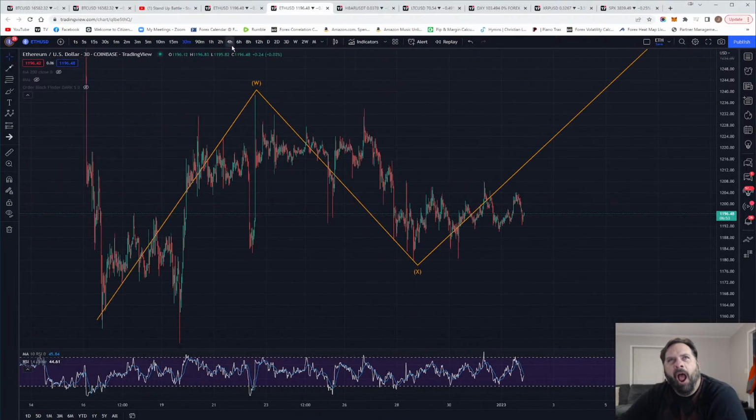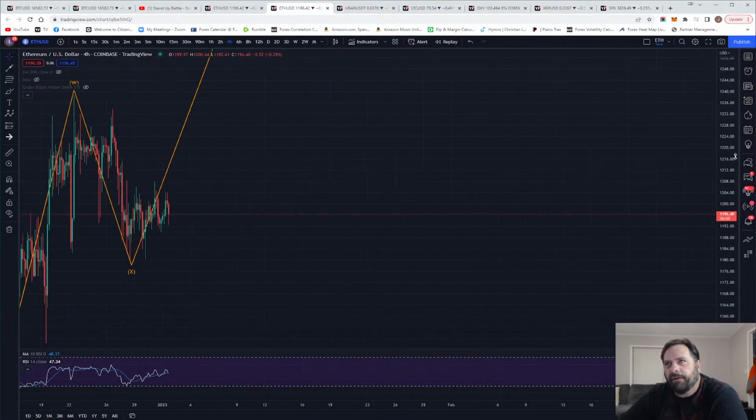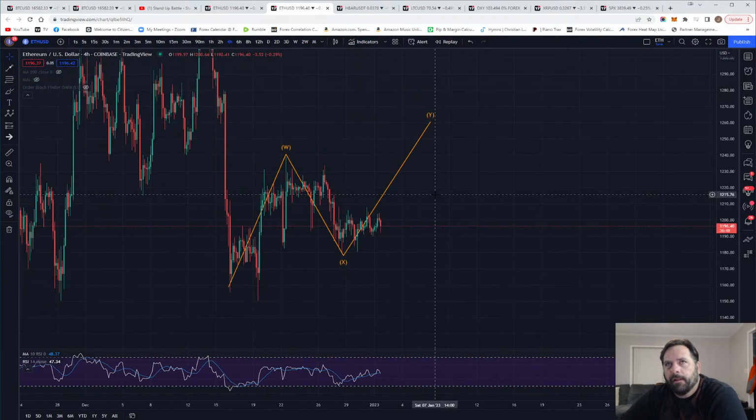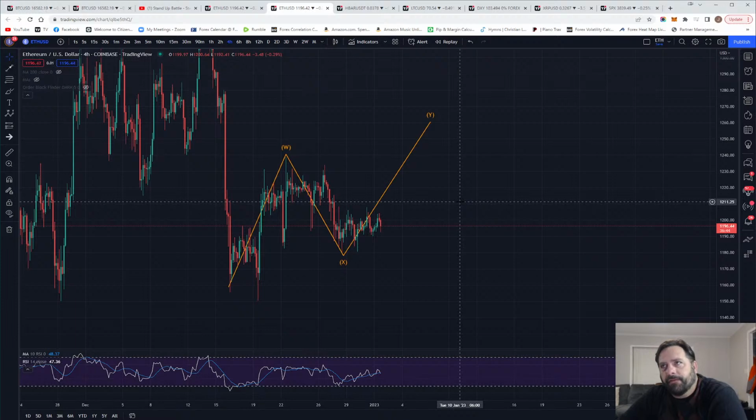Oh man, I can't see it. I can't see the wave structure on Ethereum. Ethereum is messing with me. 36 minutes on this 4-hour candle.